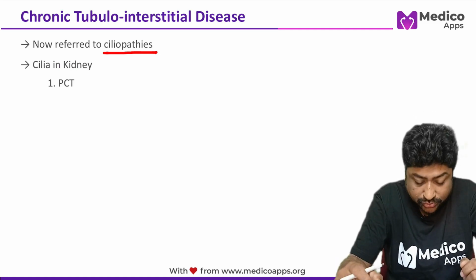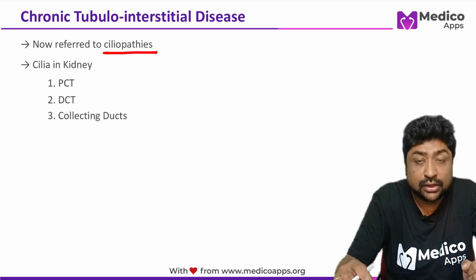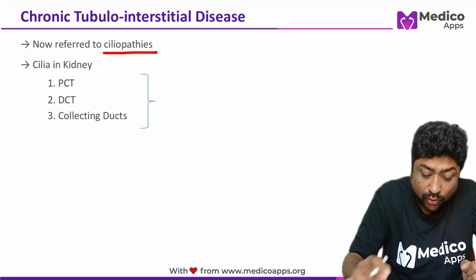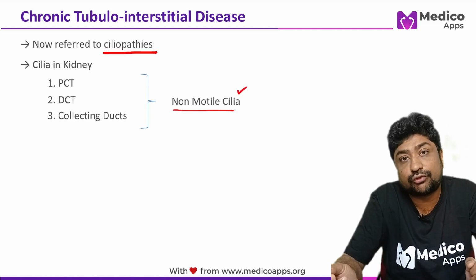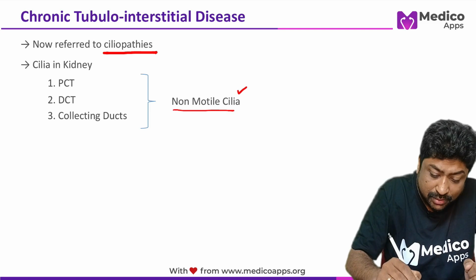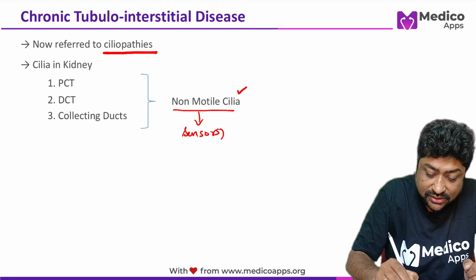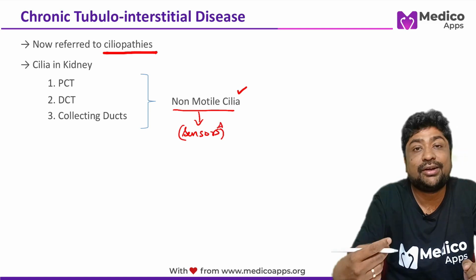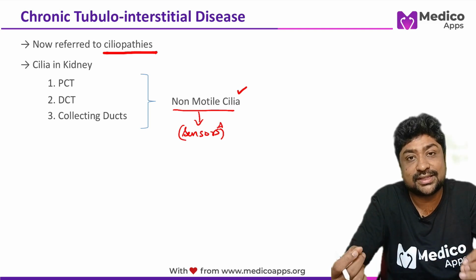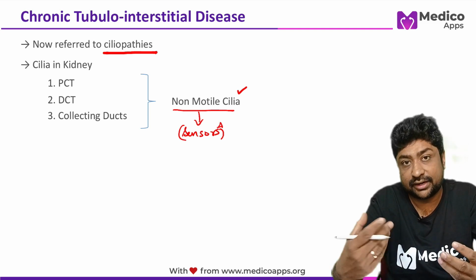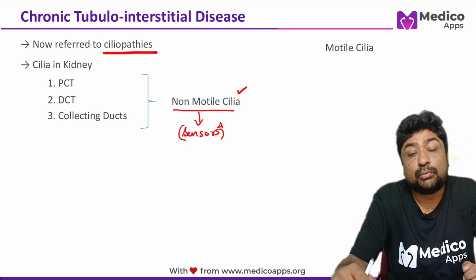They are found in the proximal convoluted tubule, the distal convoluted tubule, and the collecting ducts. Very importantly, all these cilia are non-motile cilia. What is the function of non-motile cilia in these kidneys? Remember, these non-motile cilia act as sensors. They sense the level of different electrolytes in the urine to be formed, and based on their sensing, electrolytes are either excreted or reabsorbed.